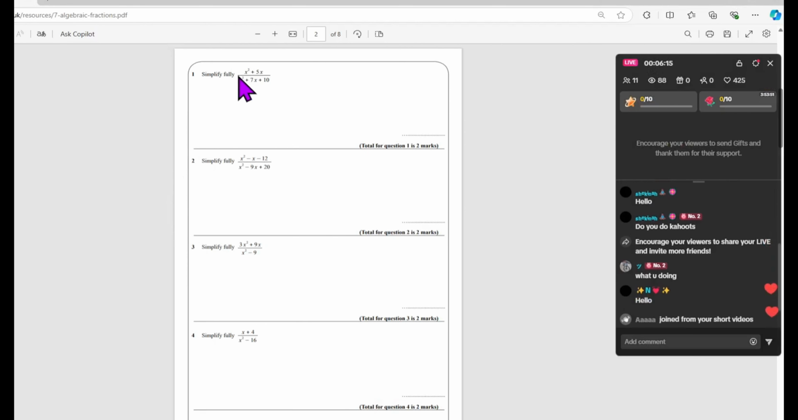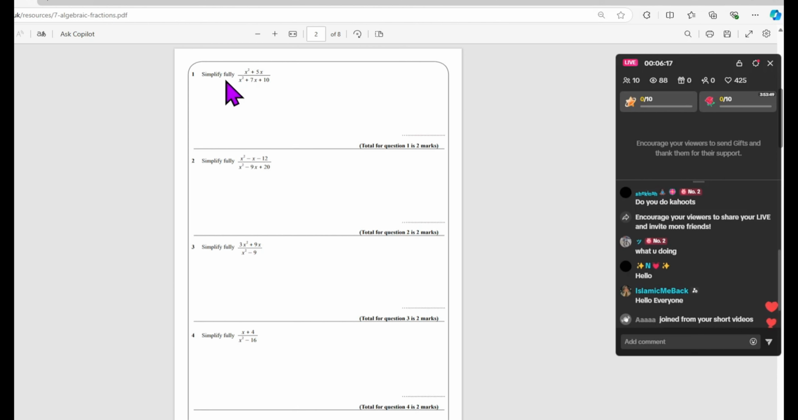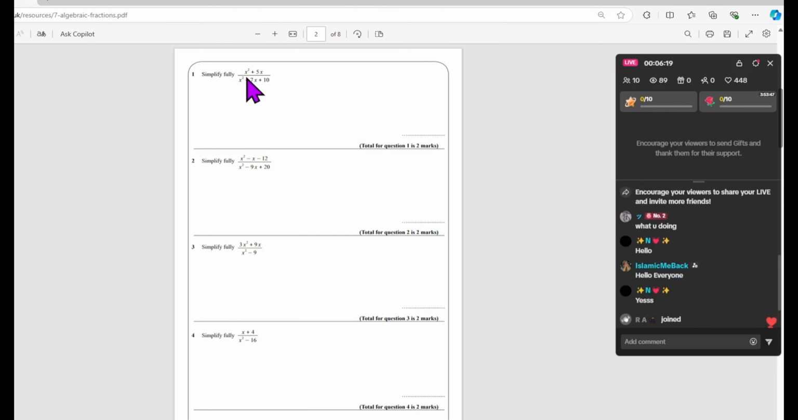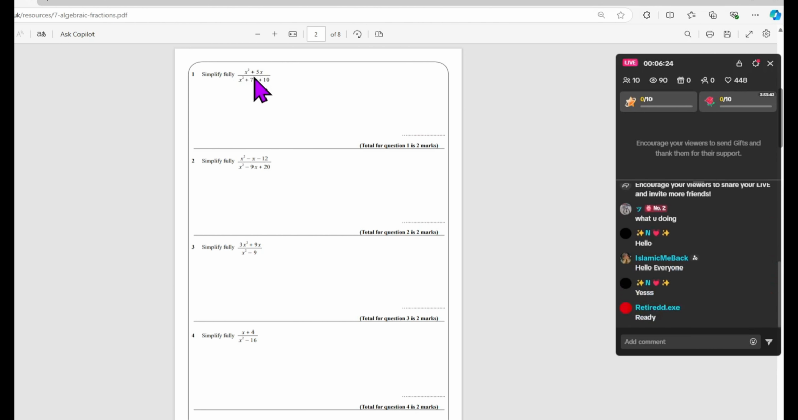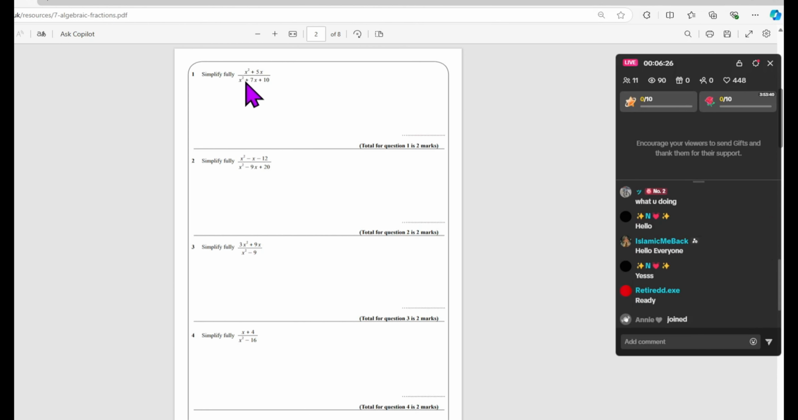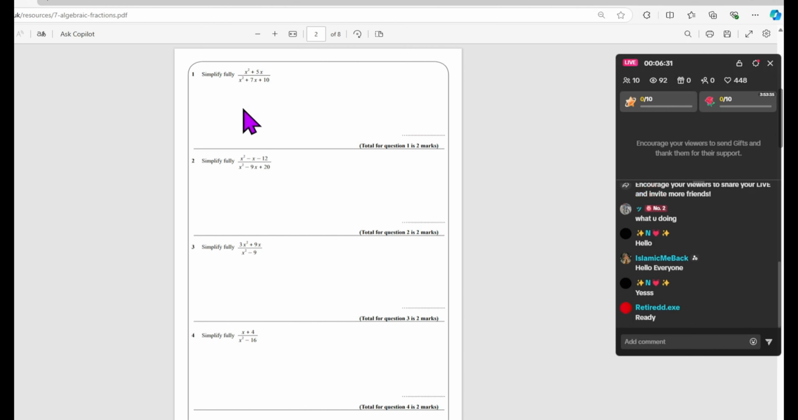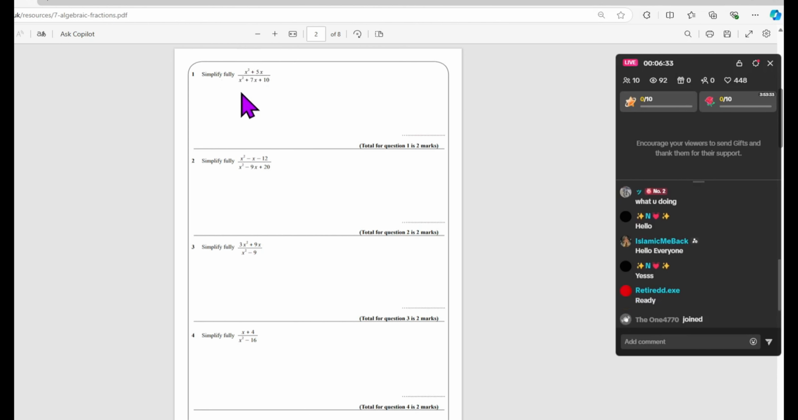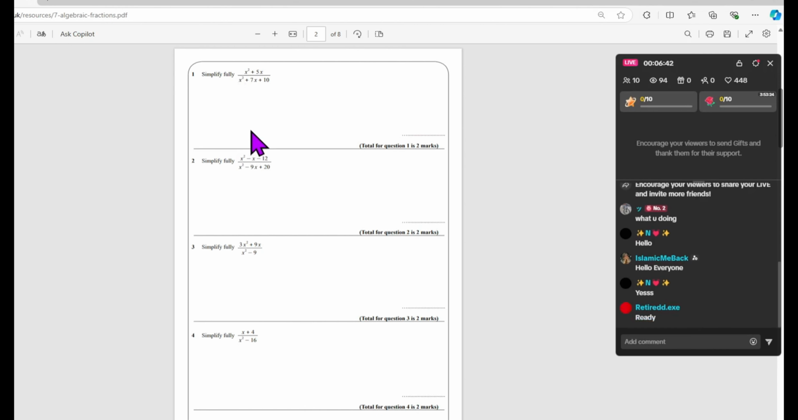So we need to simplify fully x squared plus 5x over x squared plus 7x plus 10. Whenever we're dealing with algebraic fractions and we only have a fraction, there's no equal sign, I need to simplify it. The best method is to first factorize the numerator separately and the denominator separately, and then you cancel out the ones that are the same, the brackets.